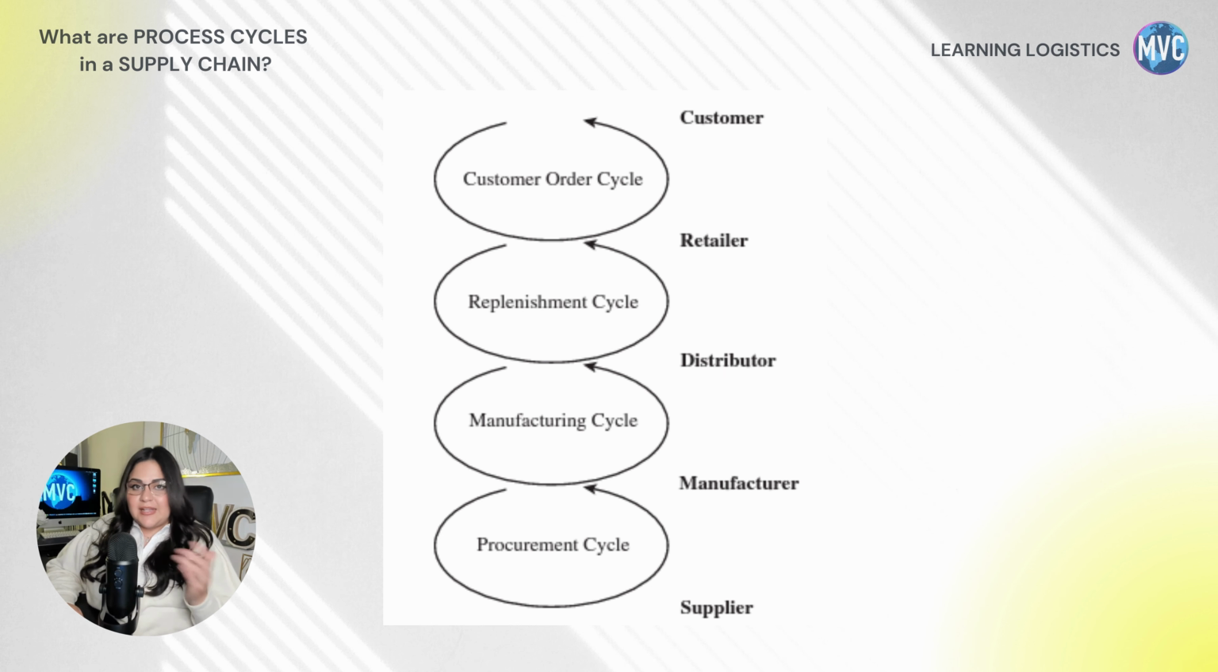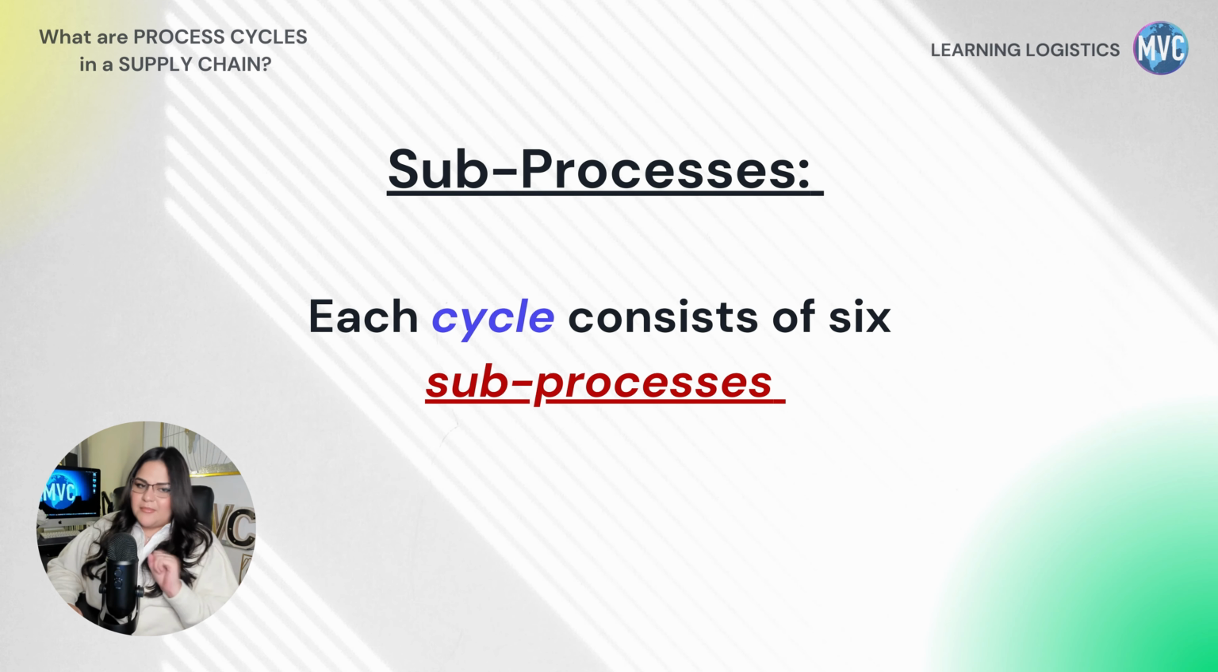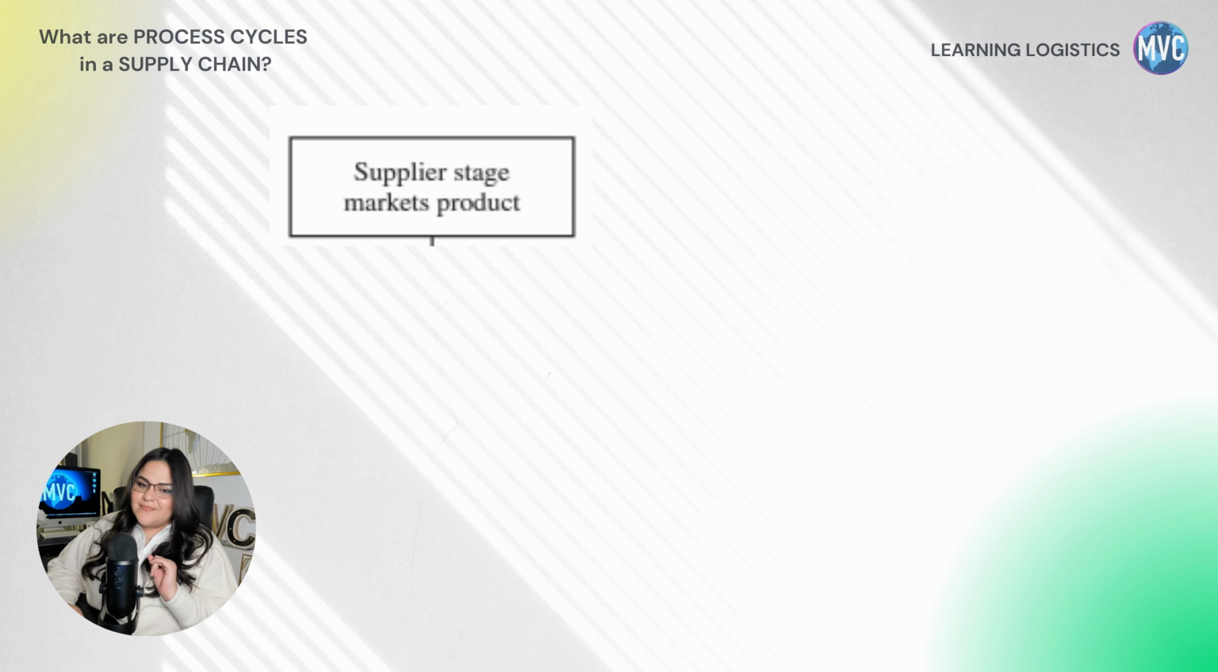In contrast, a company like Dell or Apple can bypass the retailer and the distributor when it sells directly to customers through their own channels. So in some cases, there's a retailer and a distributor involved before it reaches the customer. And in other cases, we might have a manufacturer, such as Dell or Apple, that sells directly to the customer, bypassing a distributor or a retailer. Okay, so keep that in mind. If you recall, I mentioned earlier that each cycle consists of 6 sub-processes as well. So we're going to take a look at that next.